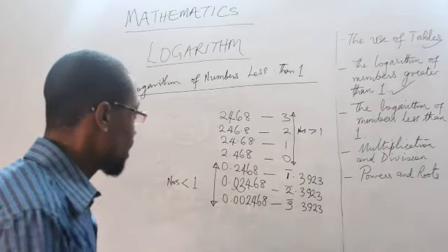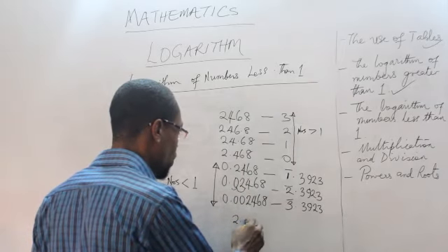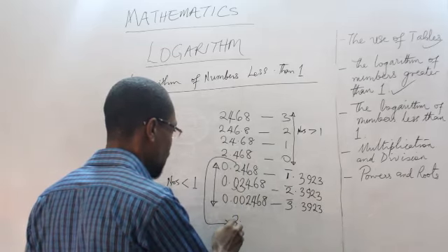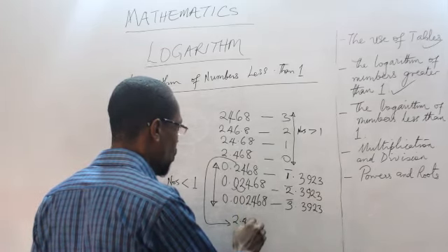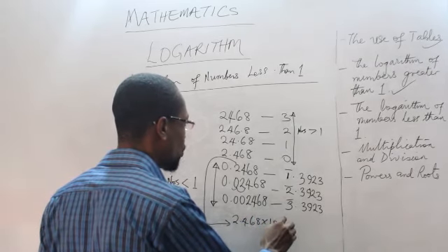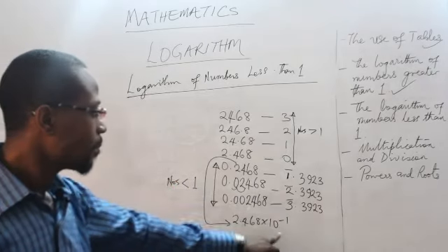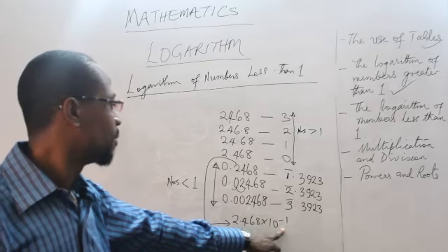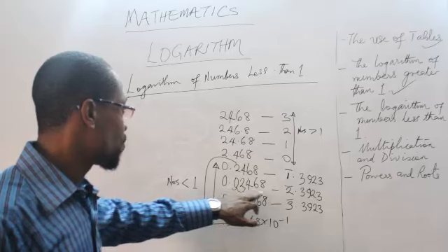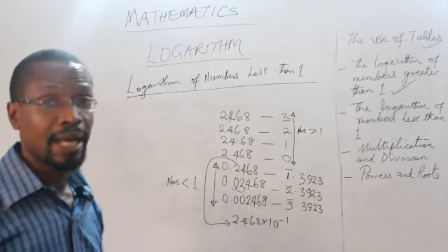Of course, if you were to write this in standard form, how would it look like? It would be 2.468 times 10 raised to power minus 1. So minus 1 here becomes bar 1. Times 10 raised to power minus 2, bar 2. Times 10 raised to power minus 3, bar 3.